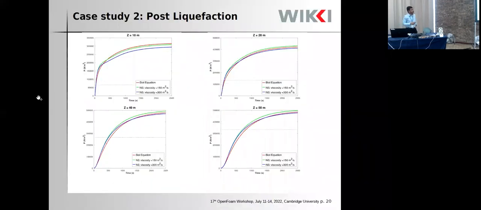So here I just wanted to show you the differences in the pore pressure buildup in the case of liquefied soil. Here I have three different curves. The one is where I use the Biot equations even after the soil is liquefied. For the others I use the Navier-Stokes equations, but for this one I still use the Biot equations. I just wanted to see how much difference there is. And you can see that it is comparable with the results. When I use the Navier-Stokes equations after liquefaction, I have two different viscosities, and you can see that there is a difference when I change the viscosities.